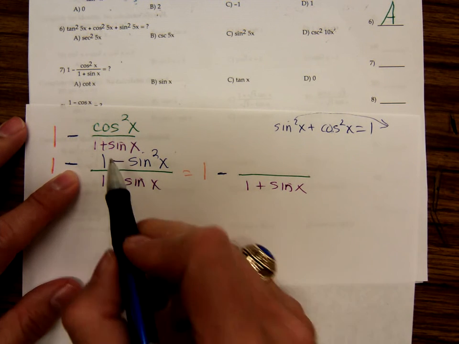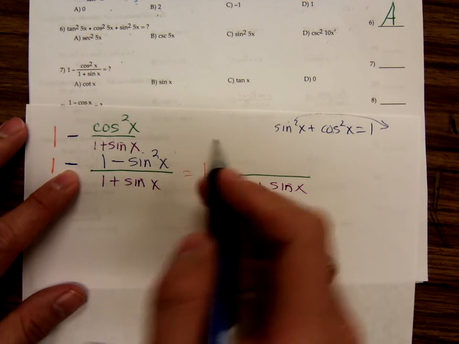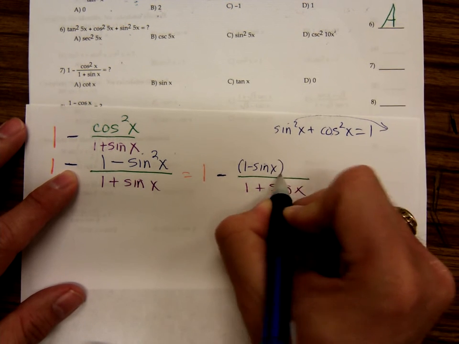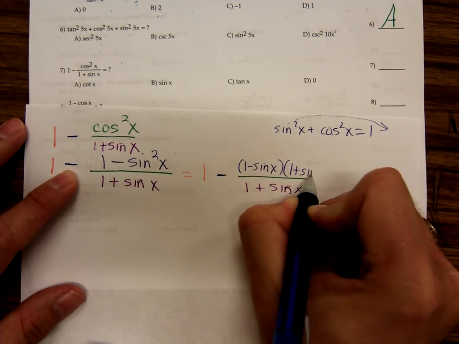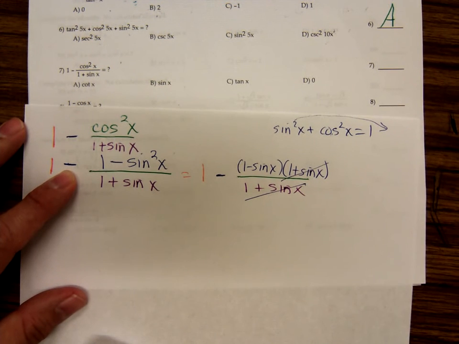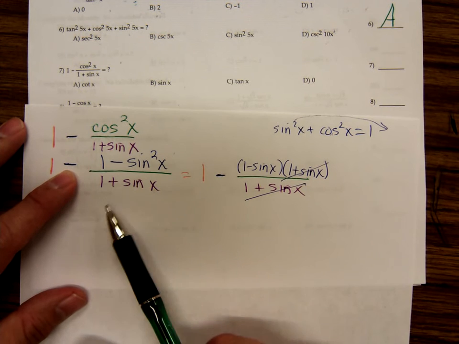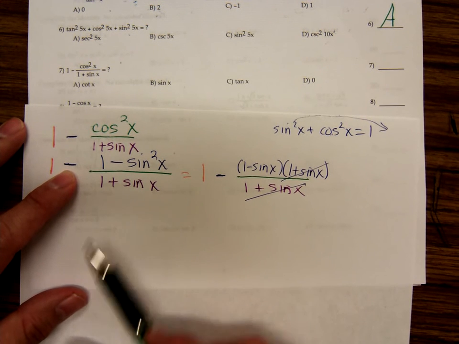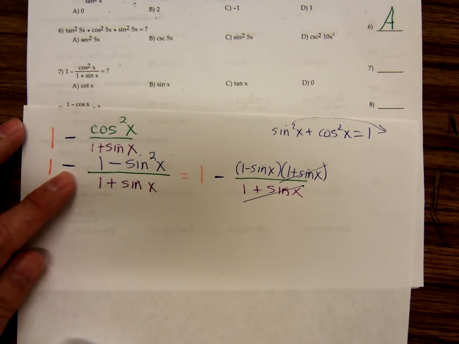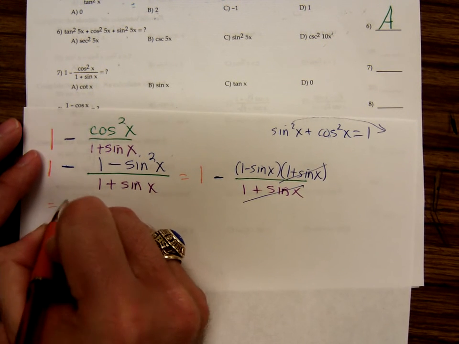So 1 minus sine squared x, you could factor as a difference of squares. 1 minus sine x times 1 plus sine x. This is the correct way to cancel, or to simplify that. You can't just cancel the 1s and the sine x's. Sometimes people do that, and they might still get the right answer, but realize you're actually doing it wrong.